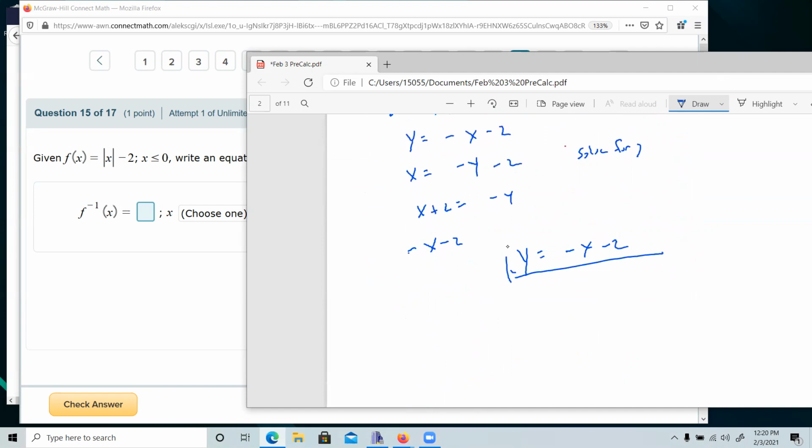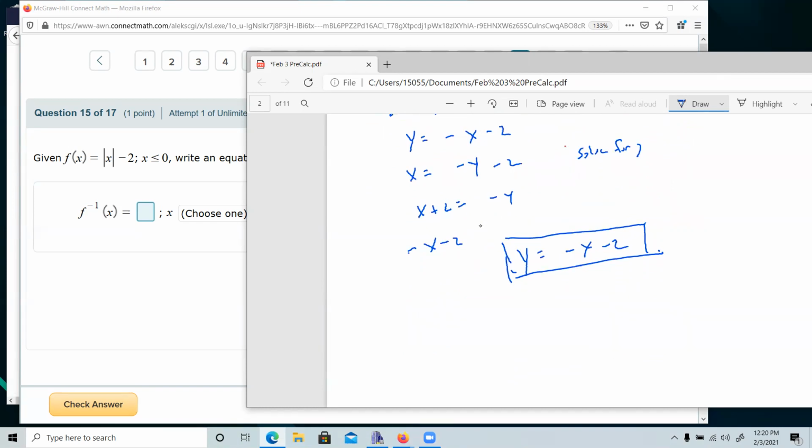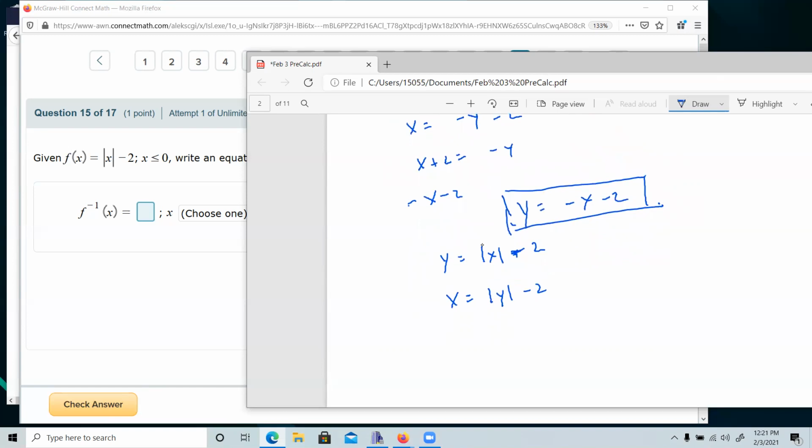That's our guy here. If I left it as the absolute value, let's just check out and see what happens here. Minus 2. We have x is equal to absolute value of y minus 2. Add this off to the other side, we get x plus 2.